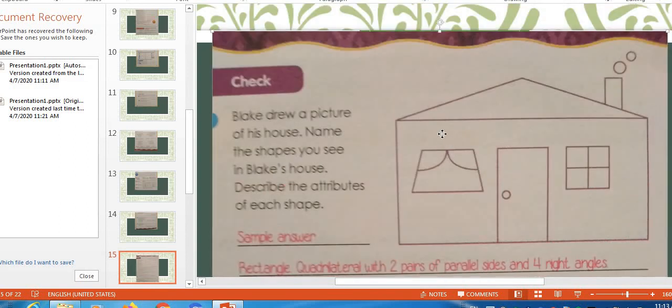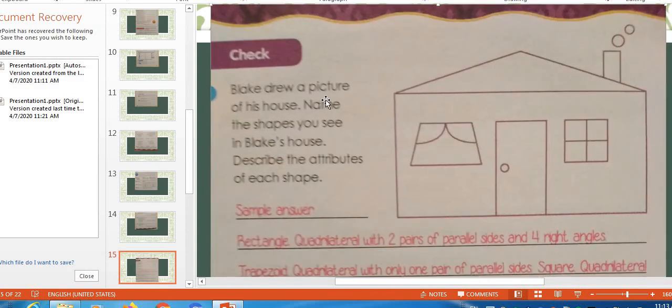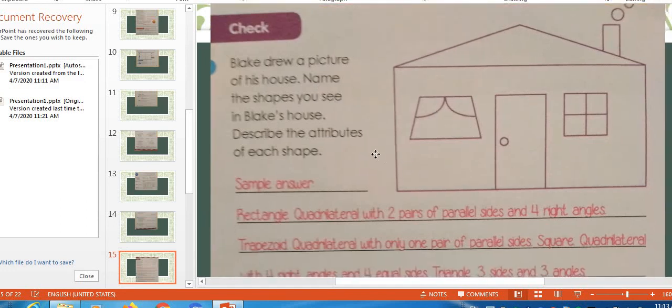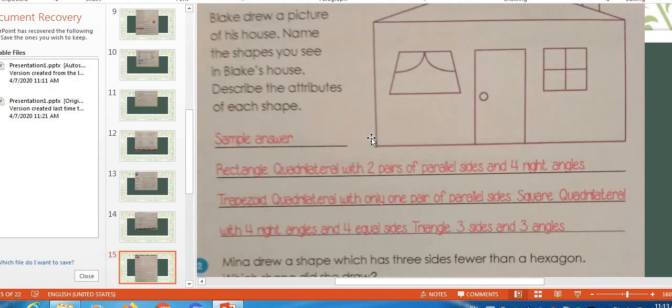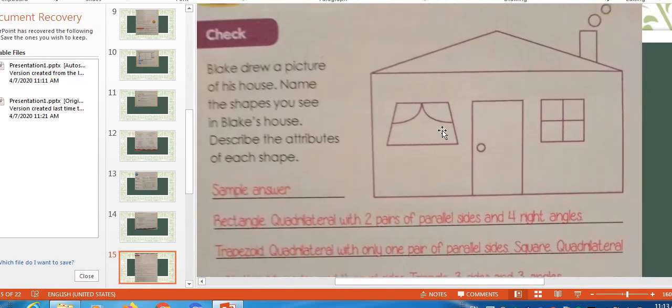Okay, this one. Black drew a picture of his house. Name the shapes you see in Black's house. Describe the attributes of each shape. Okay, I have here a rectangle. This rectangle, can you see it? This is a rectangle here. Rectangle, quadrilateral with 2 pairs of parallel sides. Each 2 opposite sides are parallel, and 4 right angles.